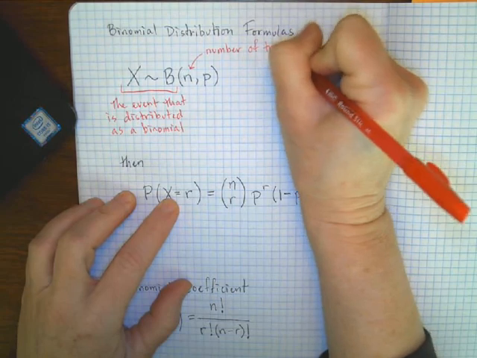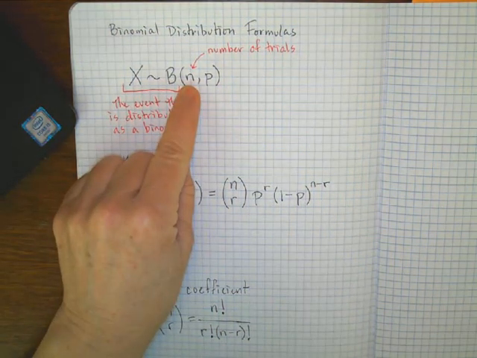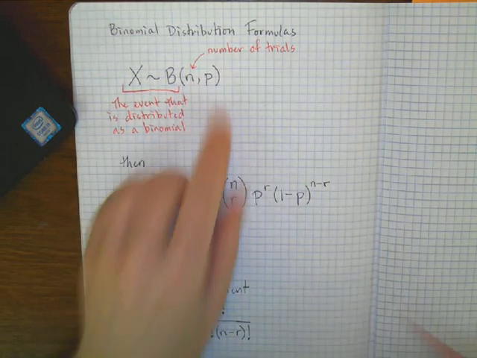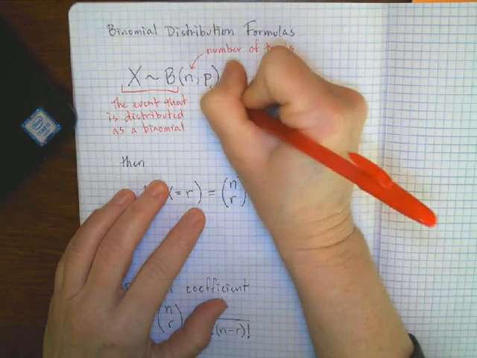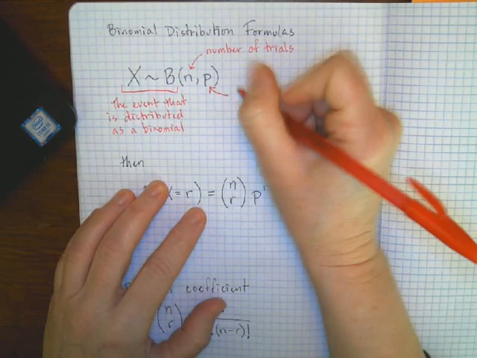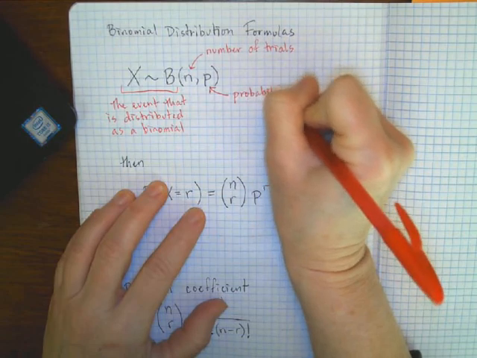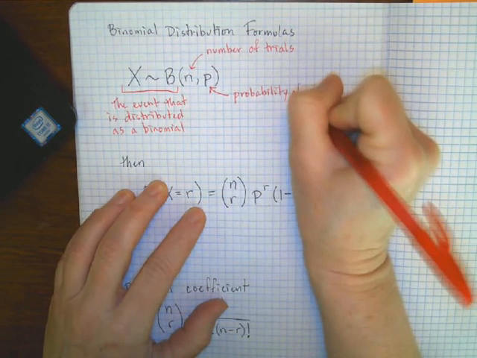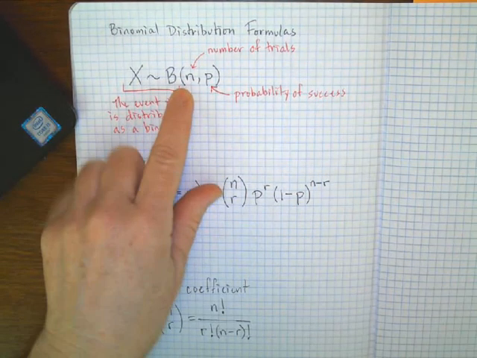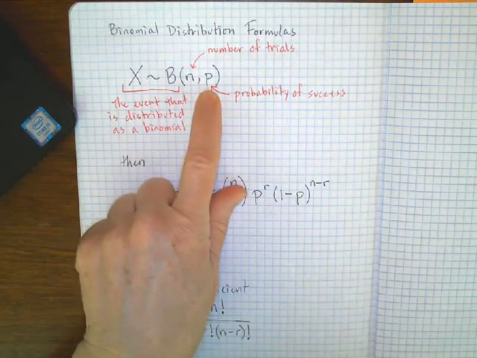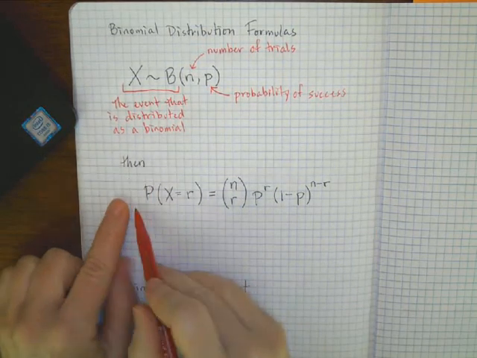So, for example, you flip the coin 10 times, how many times you're doing the event, and this would be the probability of success. P is the probability of success. Okay, so if you know the number of trials you're going to do and you know the probability of success for a single trial, we can then use this formula.